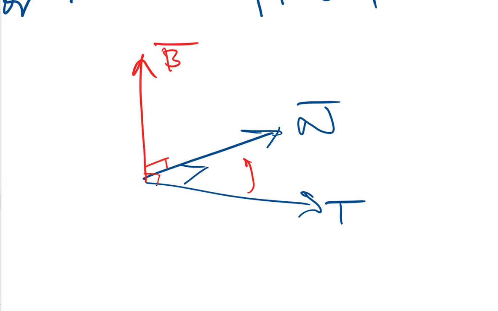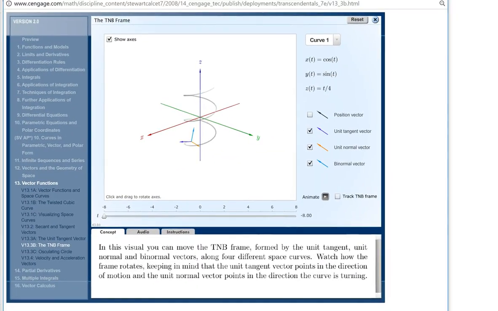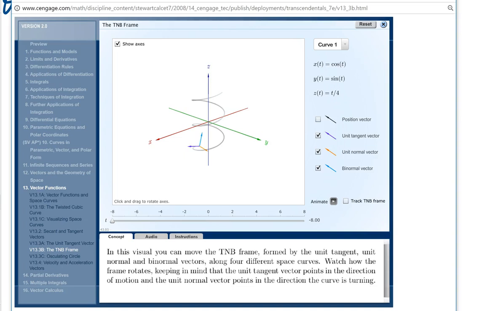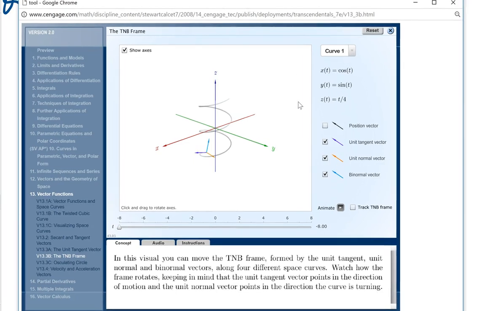Let me pull over a video, a little animation of this, the TNB frame for different objects. And so this is the first curve. The TNB frame goes around the curve, and it kind of serves as a coordinate system for the curve. So you can pick points on the curve and determine what those points are with respect to T, N, and B.